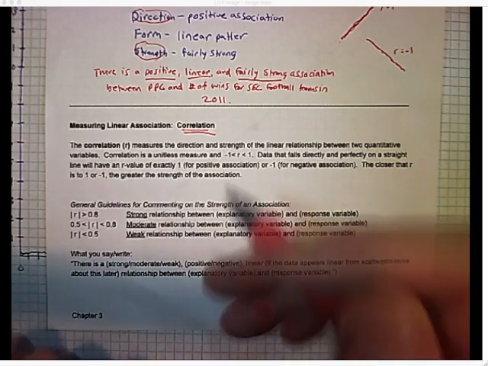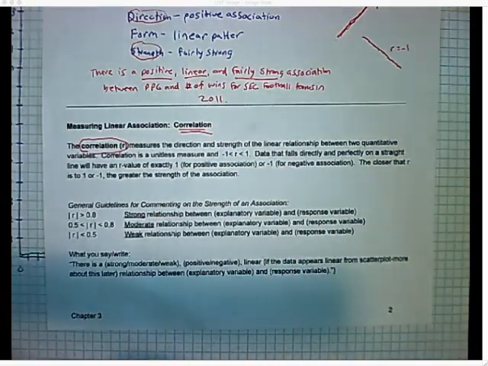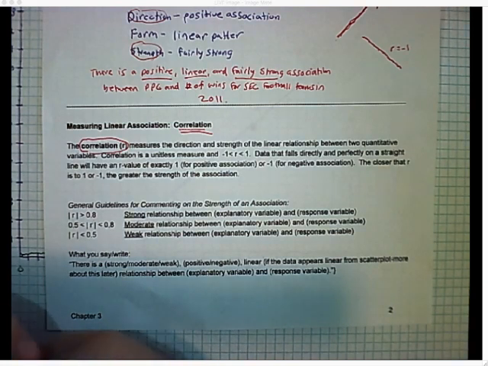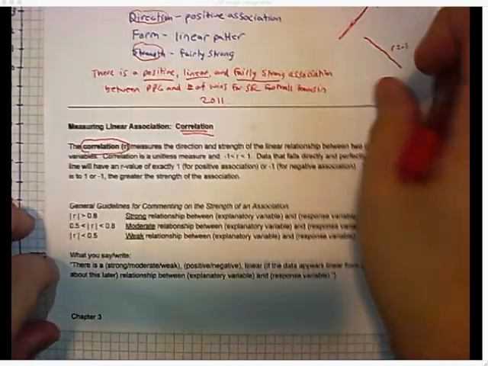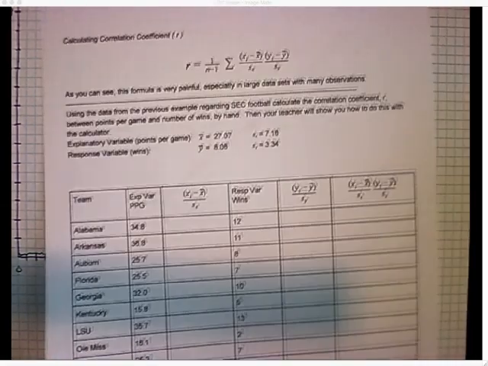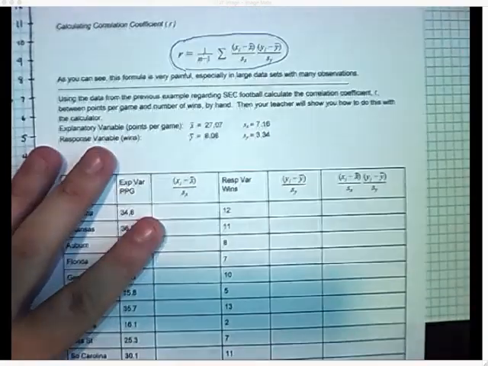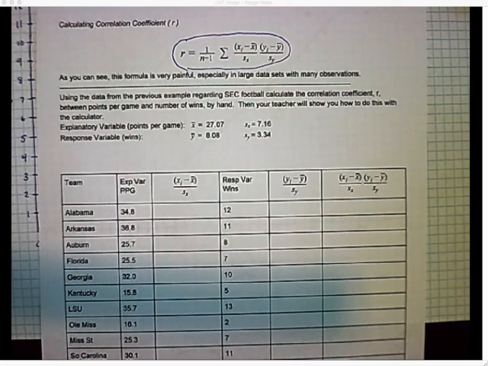Now, you're still probably wondering about this R thing. Well, if it's some sort of number, how do we calculate it? So we're going to do one example where we calculate it by hand. And it's really, really painful to calculate by hand. We're going to use our calculator to do that most of the time. So how do you calculate this value called R, the correlation coefficient? Well, here you go. Here's the formula. That is the nasty formula to calculate R. Very painful, especially when you have big data sets.